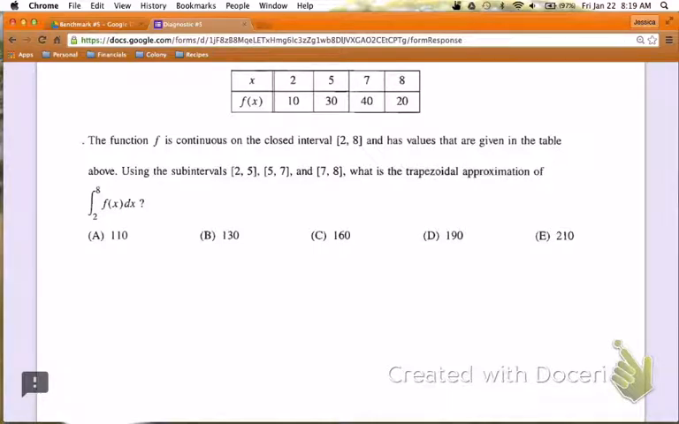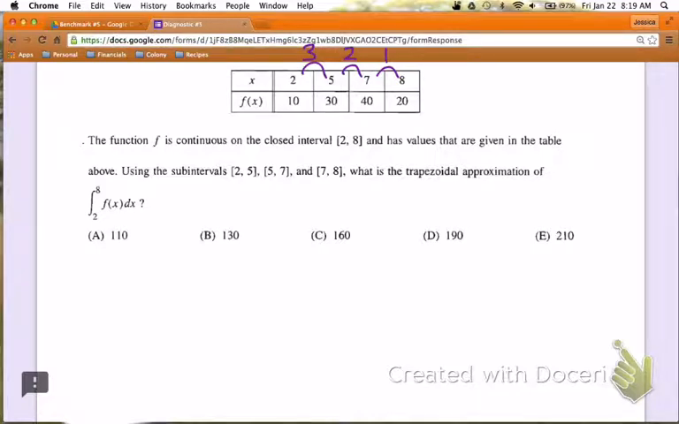So the first trapezoid, remember, by the way, that we can only use our big long summation formula if all of these are equal subintervals. So let's see if they are. From 2 to 5, that's a length of 3. From 5 to 7, that's a length of 2. And from 7 to 8, that's a length of 1. So unfortunately, we cannot use the big long summation. We actually have to do this individually to make sure that we can add all these together.